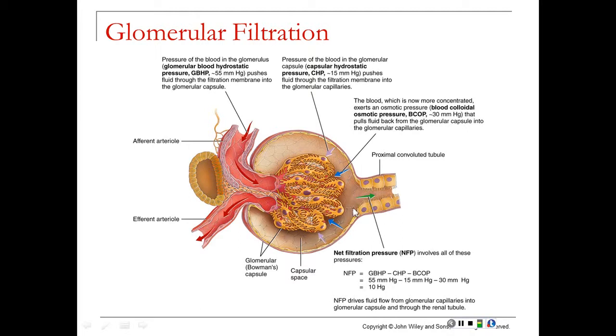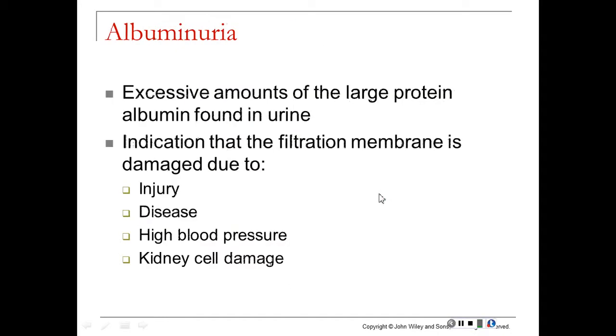That gives us our net filtration pressure. That filtrate is what it's now called. It's going to continue to what's known as the PCT, or proximal convoluted tubule. So let's look at some conditions that can result from issues with the glomerulus.